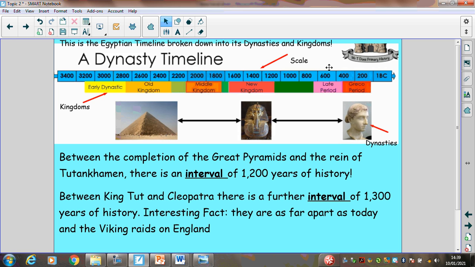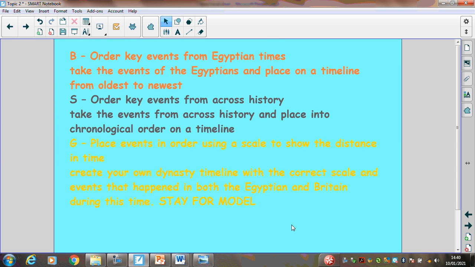So this is the sort of timeline that those of you doing gold are going to create, and I will show you an example of it in a second. Like I said, it's a really good visual representation of the ancient Egyptian civilization and when certain things happened, because there was a real big span of time between each event.